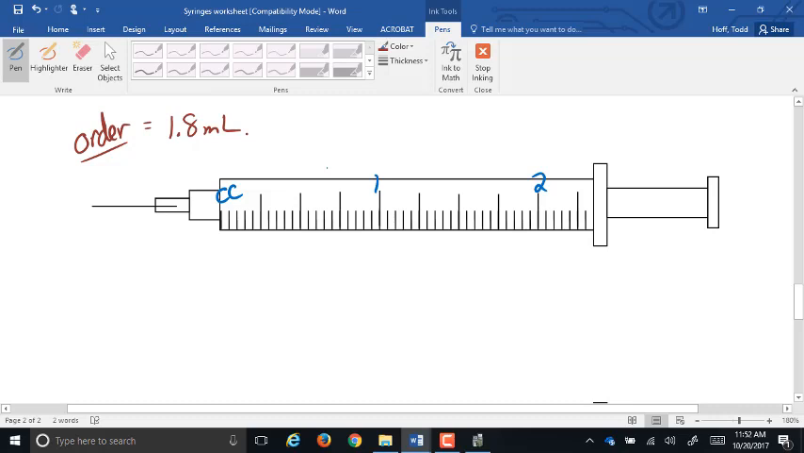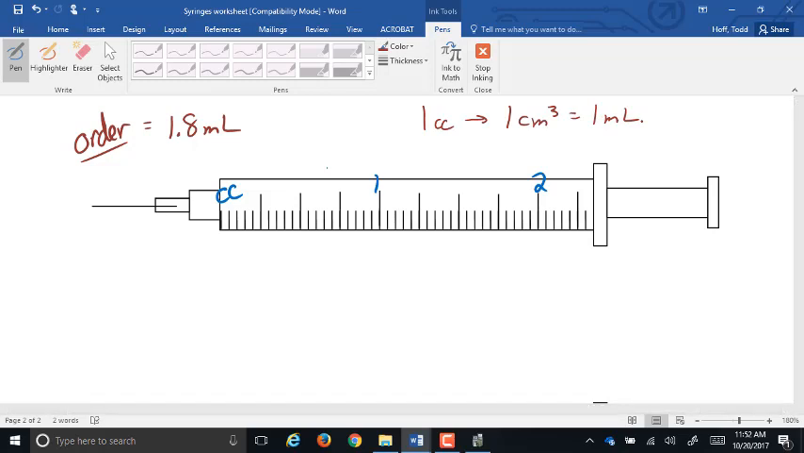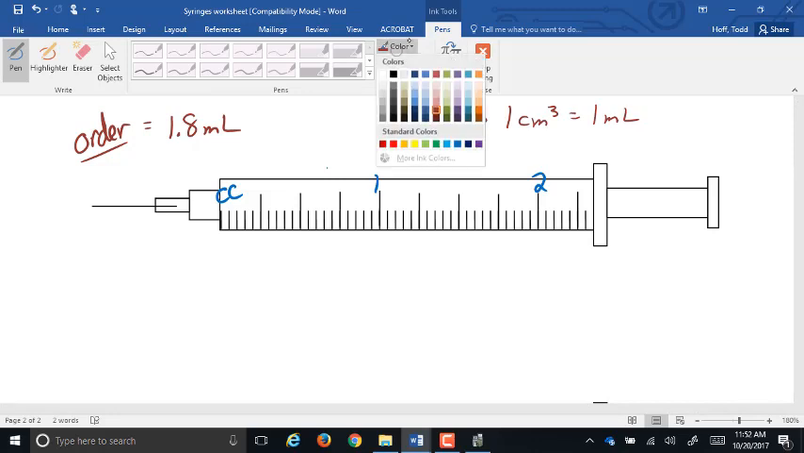So here's the syringe we have. The order is to give 1.8 milliliters. Can we do it with this syringe? Yeah. This is marked in cc's, but we know that cc means cubic centimeter, which means milliliter. They're the same thing. A cc, a cubic centimeter, a milliliter. Well, cc stands for cubic centimeter is where it comes from. But it is a milliliter.